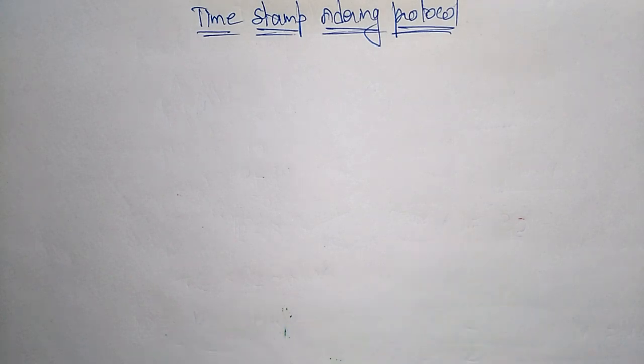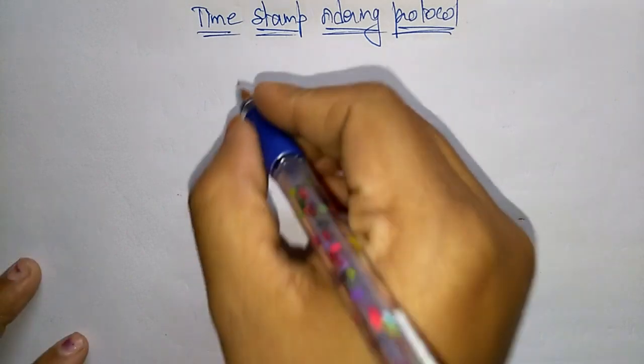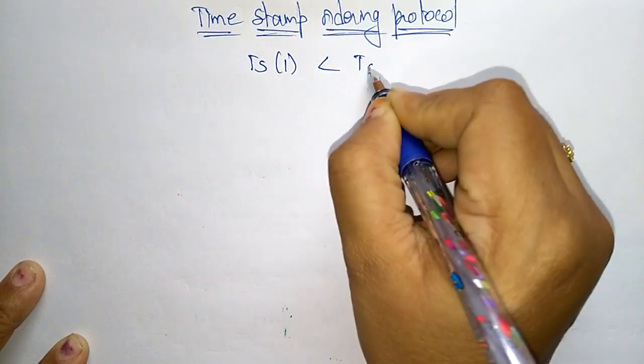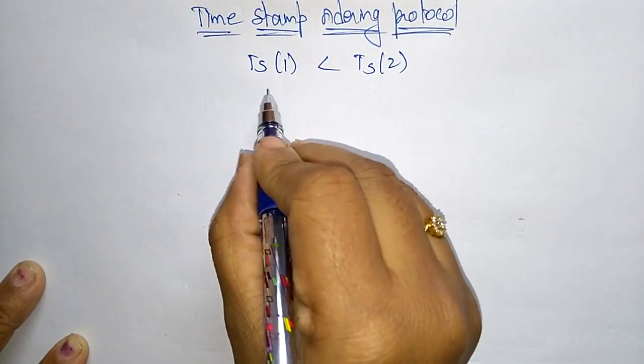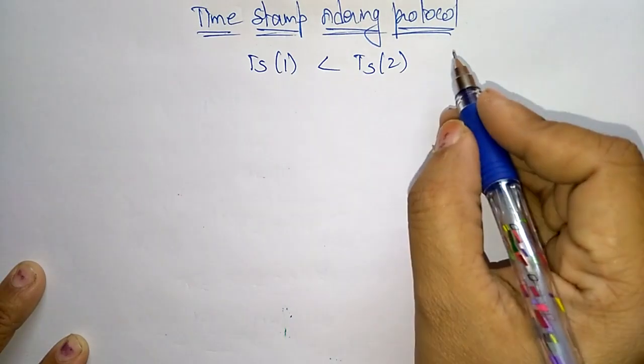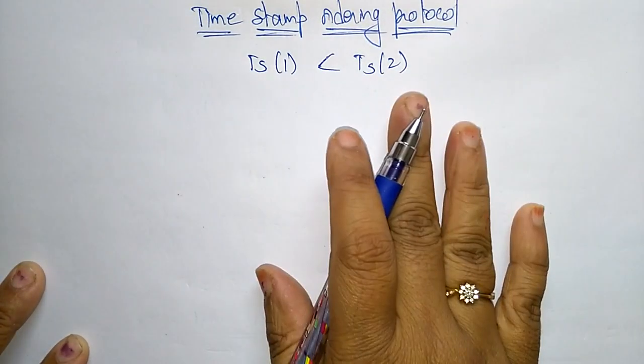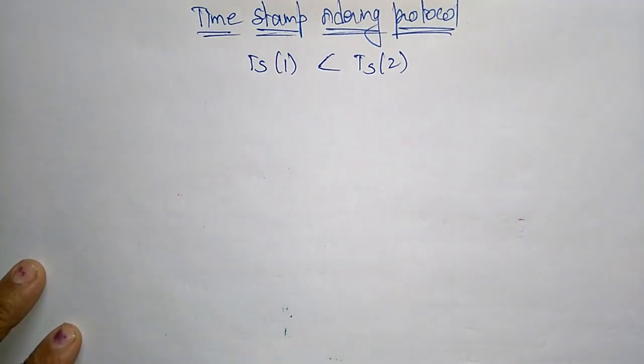In the previous video we learned what the timestamping method is and what the formula is, that is, the TS of one transaction is always less than the TS of the next transaction. So the earlier transaction is always less than the later transaction, meaning another transaction. That is the formula we learned there.